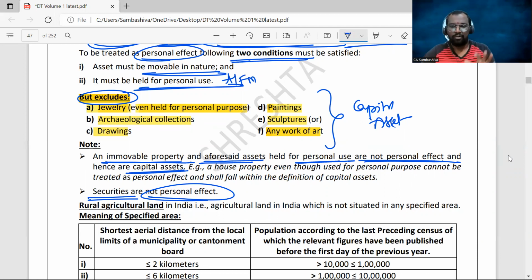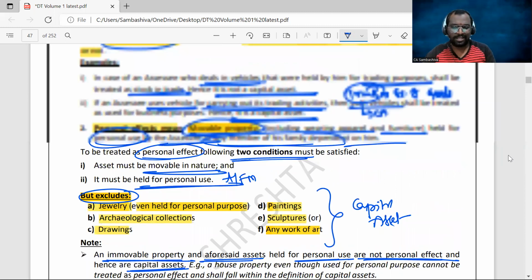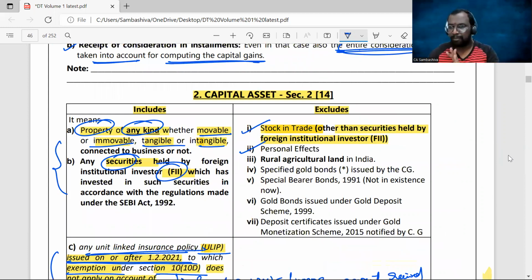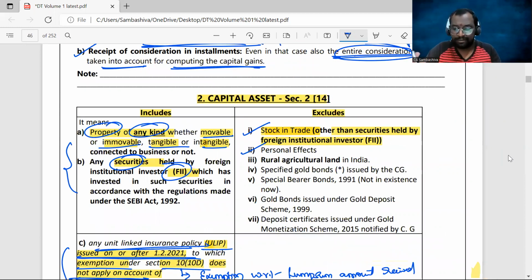Okay, ma'am. So we are in the definition of capital asset. The capital asset definition consists of two parts, inclusions and exclusions. So far, we have completed the inclusions part, and even in the exclusions we have completed the first 2 points: stock in trade and personal effect. Okay, ma'am. Now I am winding up the session here. In my next session, I'll continue with rural agricultural land. I'll continue the capital asset definition, exclusions point number 3.